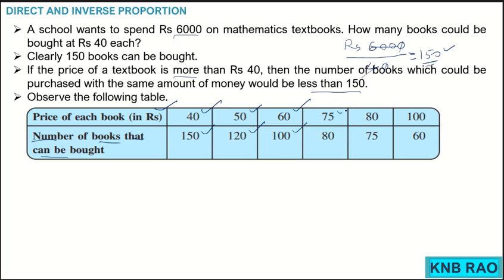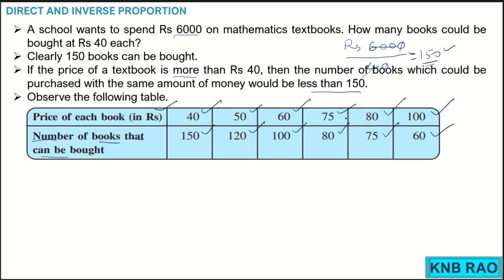If each book is 75 rupees, then I can buy 80 books. If each book is 80 rupees, then I can buy 75 books. If each book is 100 rupees, then I can buy only 60 books. Here you could observe the increment in the cost of each book causing the number of books that I can buy to decrease. The number of books that I can buy is decreasing as the cost of each book is increasing.